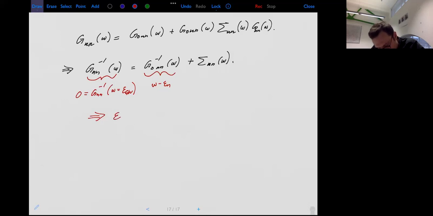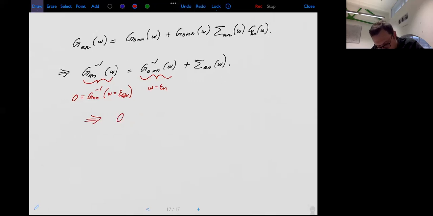namely that E_GW is equal to, all right, so we have 0 on the left-hand side. We set omega equal to the GW energies. Right, so this is the equation for the quasi-particle energies that are measured, for example, in a photoemission experiment.